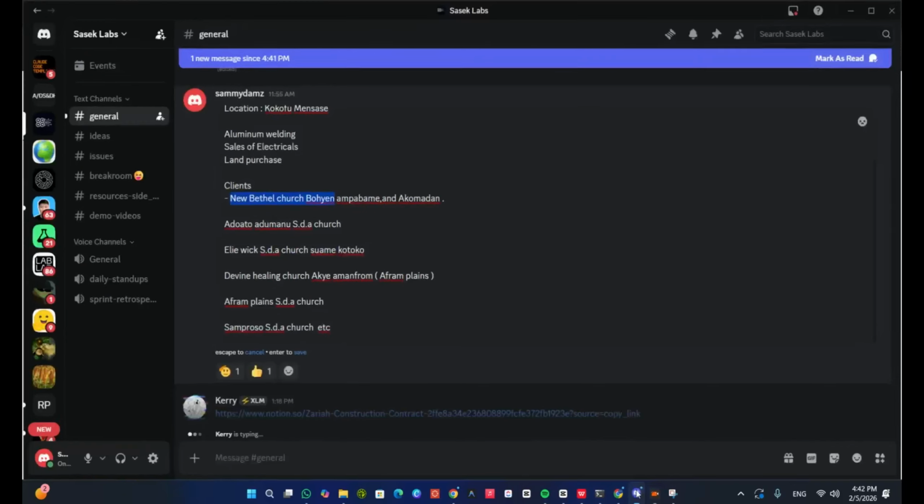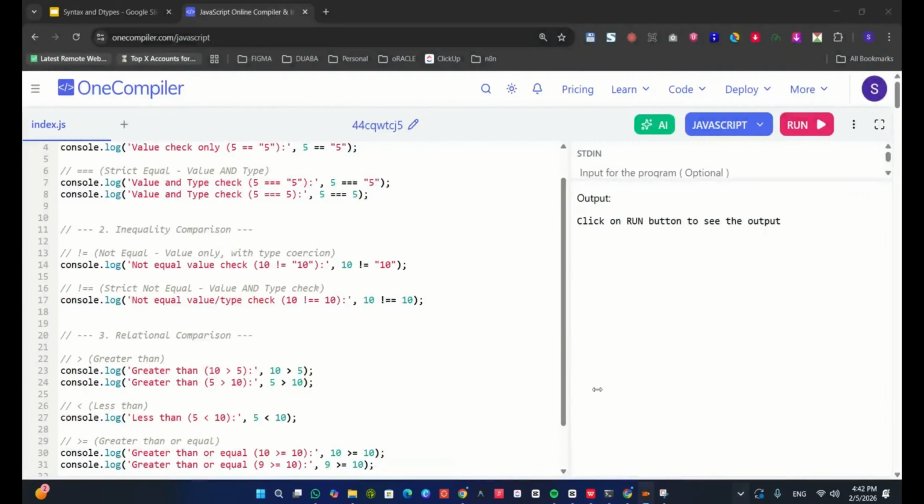Now let's look at the inequality comparison. On line 14, we are using the not equal. With the not equal, we check only the value. Here on the left hand side, we have 10, which is a number, and 10, which is a string. The string 10 is going to be converted into a number 10, and then the comparison is done. But the not equal is going to flip the expected result. Initially, if we had 10 equals 10, it would be true, but the not equal flips the result and we get false.